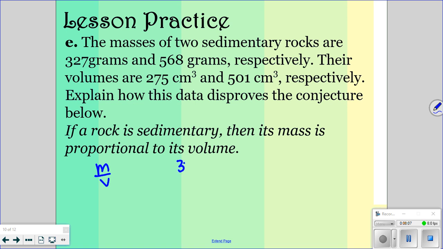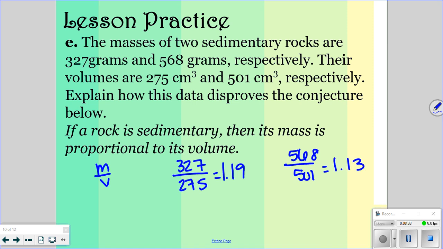So the mass of the first one is 327 and the volume is 275. And if you divide that, you get 1.19, and the other one has a mass of 568 and a volume of 501. And if you divide that, you get 1.13. Those are not the same number, so that's how you would disprove it. The mass-volume ratios are not equal, so that means that that statement is not true.